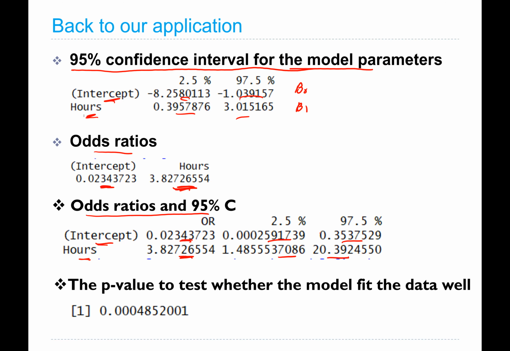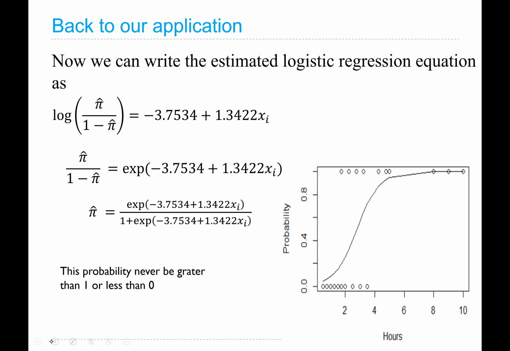Can I test whether the whole model is significant or not? You can do it. You can find the p-value based on the chi-square test, and this p-value is very small, so the whole model is significant. Now, as I did two minutes ago, this is the model in terms of the logit, log of pi i divided by 1 minus pi i. This is in terms of the odds ratio. This is in terms of the probability. All of them are the same.